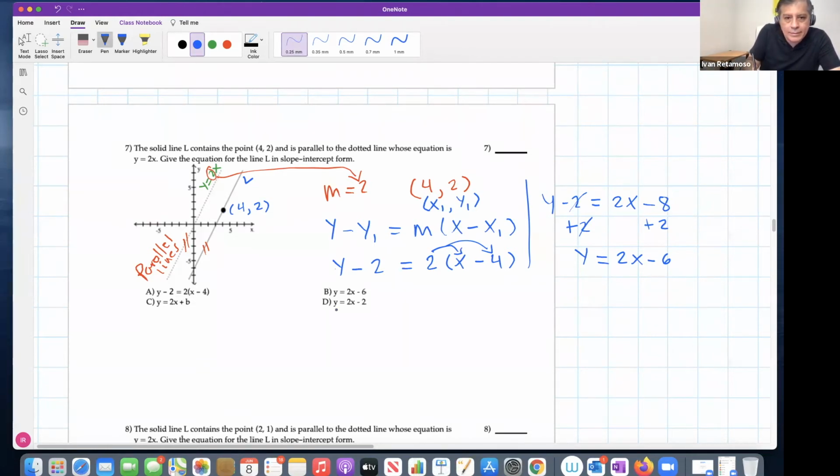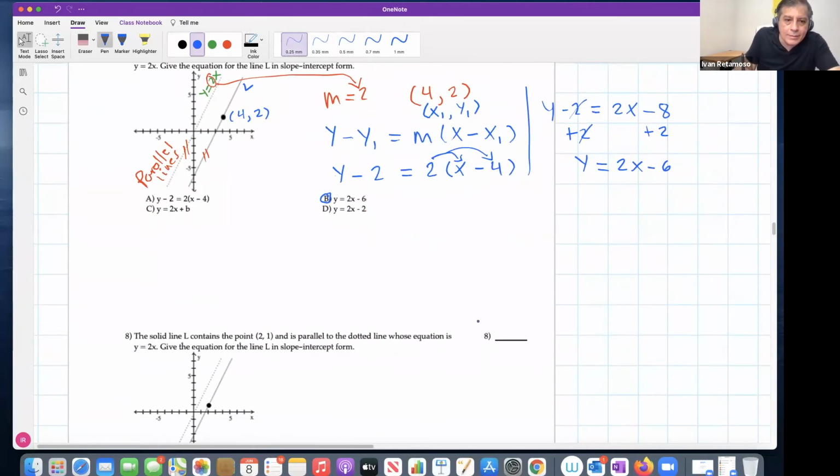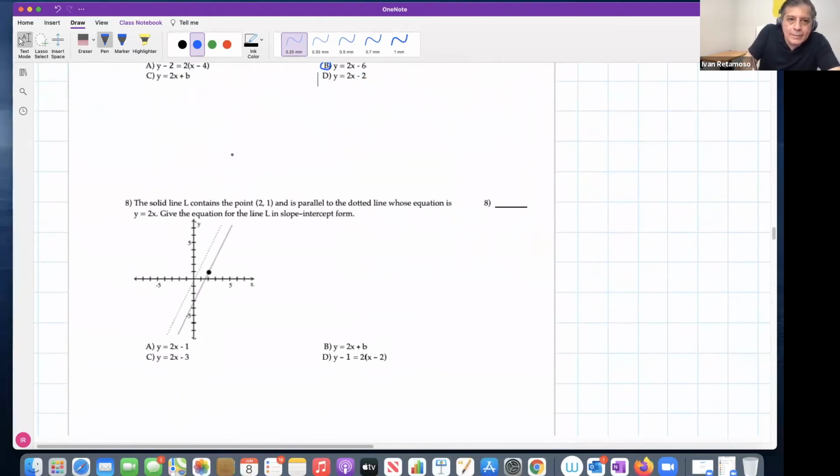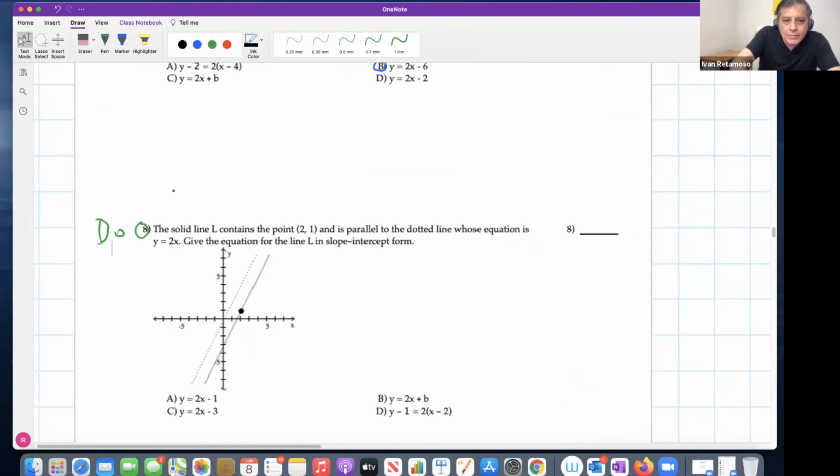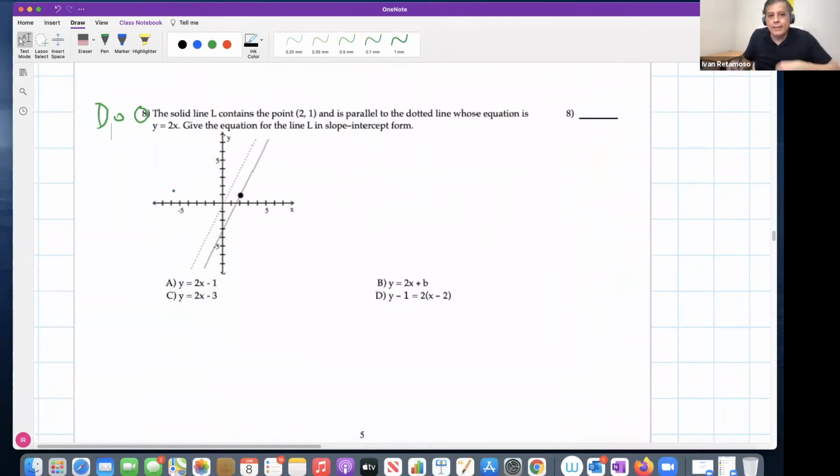So when you see a graph, that's how you proceed. Okay, so it's the same. Try number 8, and then we will talk about perpendicular lines. Perpendicular, right? Try to do this. Number 8. Follow what I did before, right? Follow what I did before.